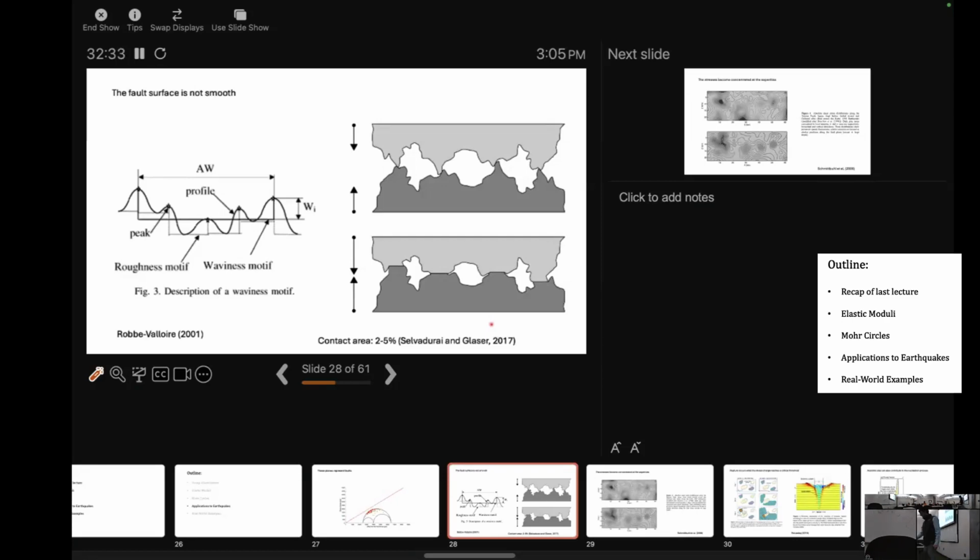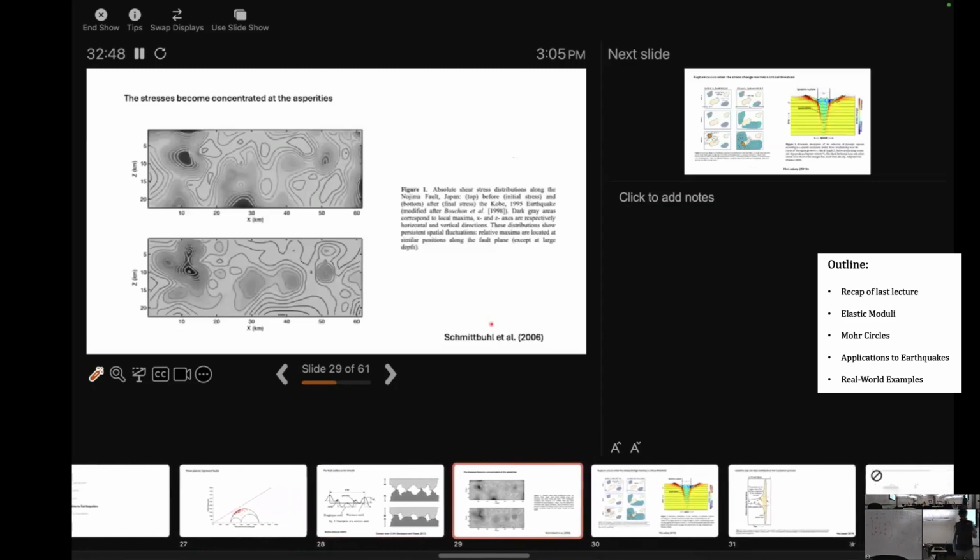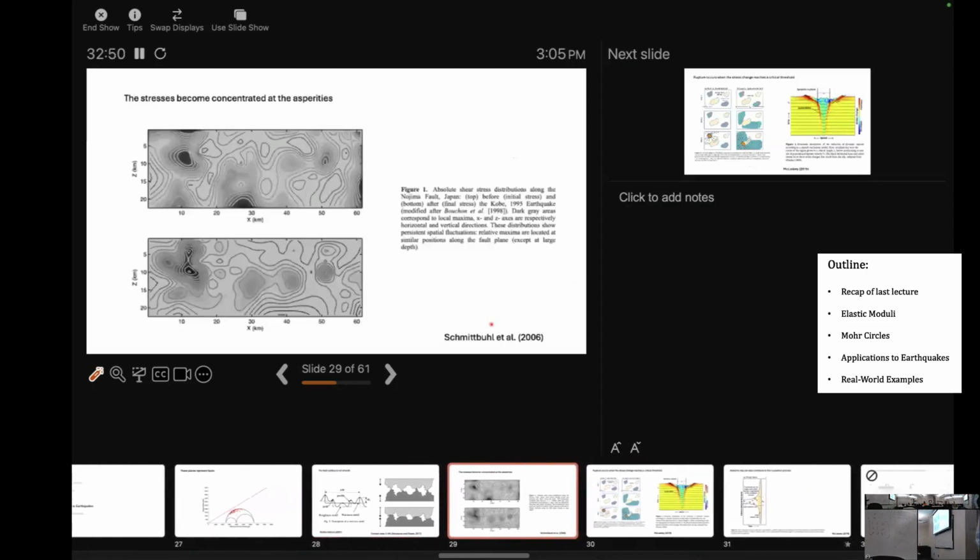And so if you imagine you apply stresses to the fault, and the asperities change, they have stress on them, they have strain, and what we observe is that the asperities are concentrators of stress. The stress concentrates in these locations.